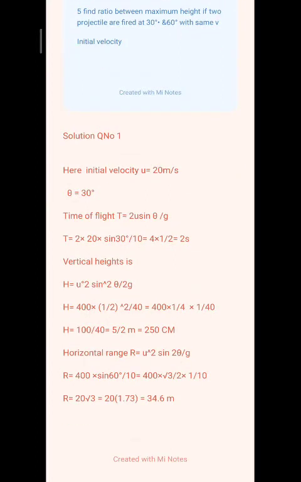Horizontal range R is equal to u square sin 2 theta by g. So it is 400 into sin 60, because theta is 30 so 2 theta is 60, divided by 10. The value of sin 60 is root 3 by 2, so it is 400 into root 3 by 2 into 1 by 10, where we get 20 root 3, that is 34.6 meters. So this was a simple question.